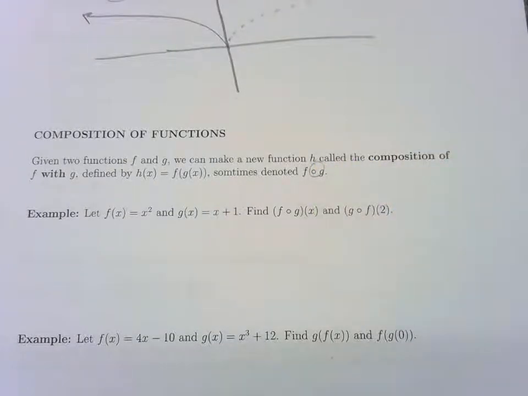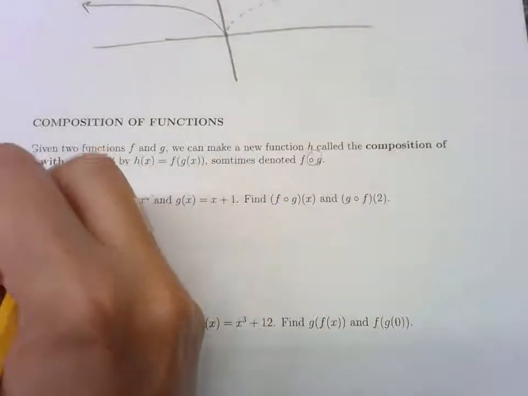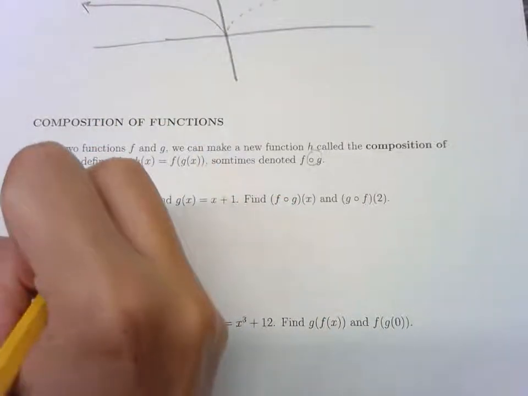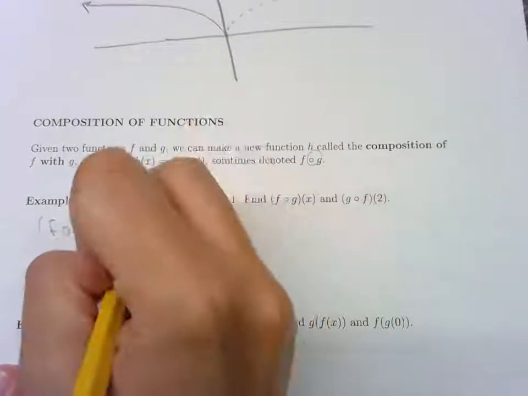Okay, example says let f of x equal x squared and g of x equal x plus 1. Find f composed with g of x and g composed with f of 2. So let's go ahead and do f composed with g. So we're doing f composed with g of x. By definition, that's just f of g of x.